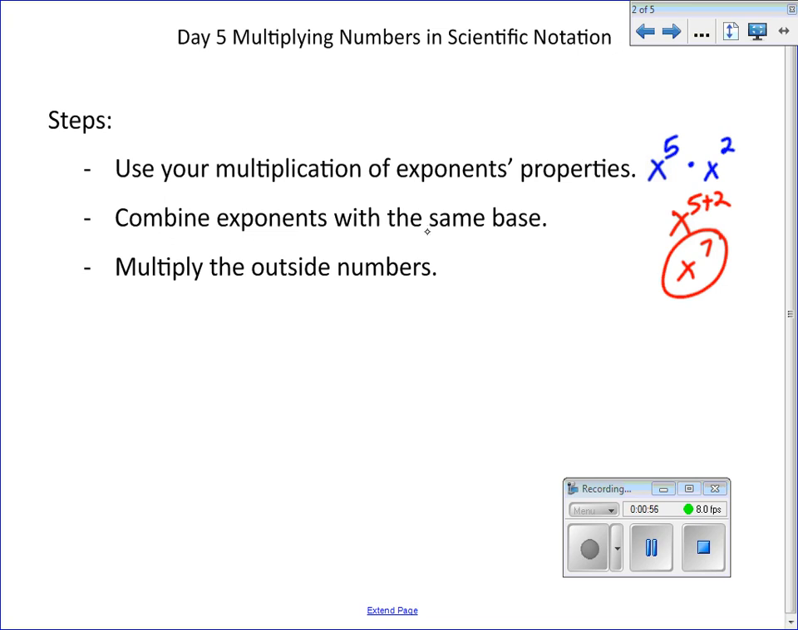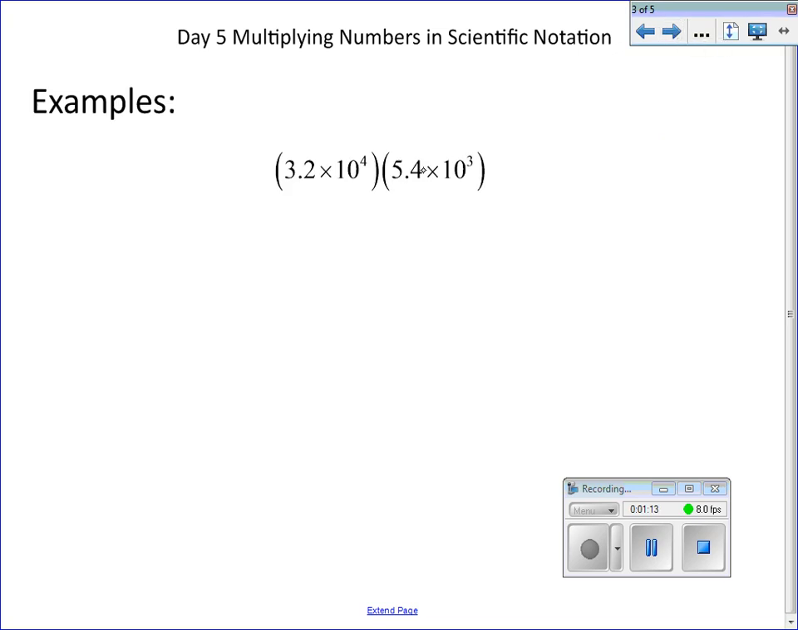That'll allow us to combine the exponents with the same base, and then we're going to multiply the outside numbers. So remember, today we're going to be given two numbers that are in scientific notation that are being multiplied together. We're going to use these steps to be able to solve it. So let's look at an example.